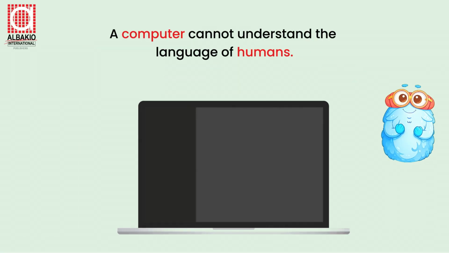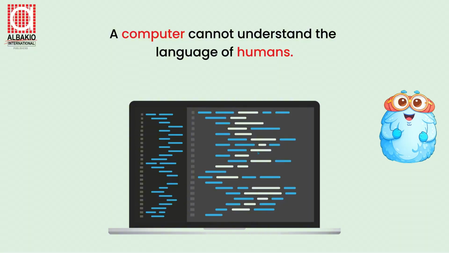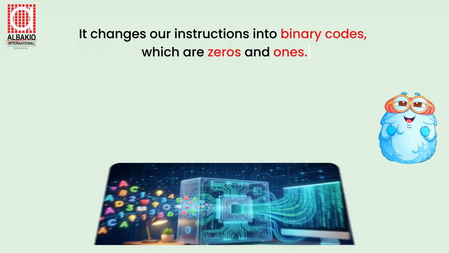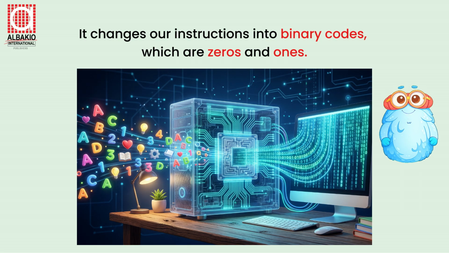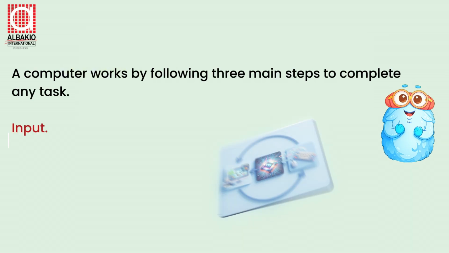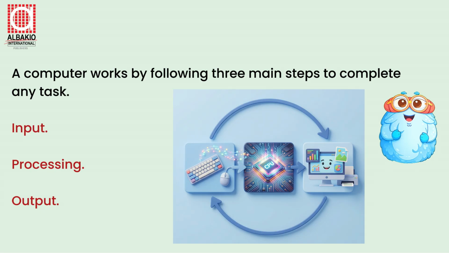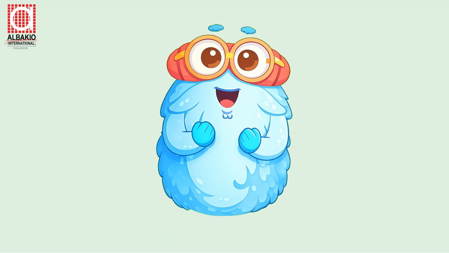Working of a computer. A computer cannot understand the language of humans. It changes our instructions into binary codes, which are zeros and ones. A computer works by following three main steps to complete any task: input, processing, output. Let's talk about them one by one.